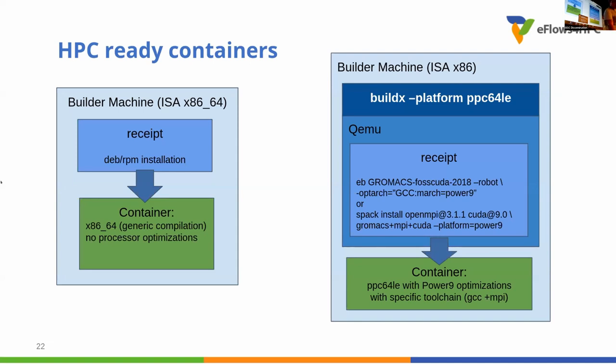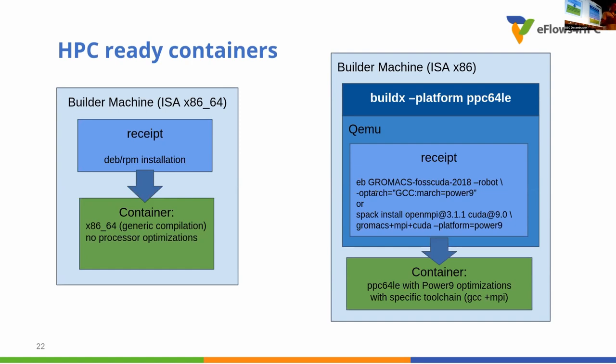So what we propose to do in eFlows is to integrate different tools that already exist in the market, and most of them are open source. That is, we can use whatever builder machine, but build containers that target a specific HPC system. What we are going to use is the Docker BuildX tool, QEMU to emulate a platform, and also Spack or EasyBuild.